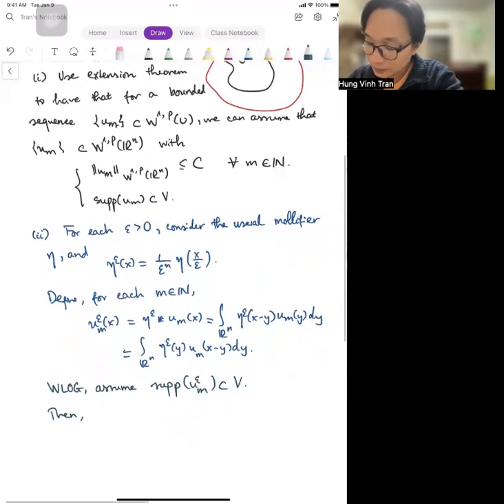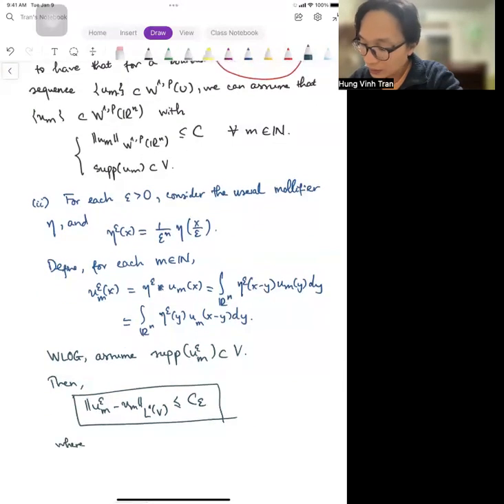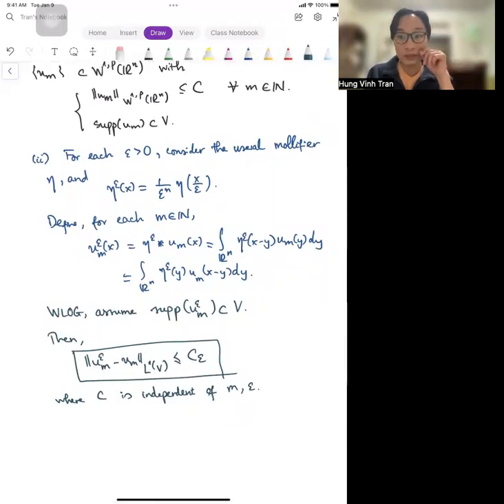Then we have this inequality that the norm of u_m^epsilon minus u_m in L^1(V) is at most C epsilon, uniformly going to 0, where C is independent of m and epsilon. So this is a second inequality that is very important because it helps us to say that not only is u^epsilon close to u_m, but the difference is small, dependent only on epsilon and not on m. Okay, so that's the important point. And now we're going to use this preparation step to prove the compactness result.